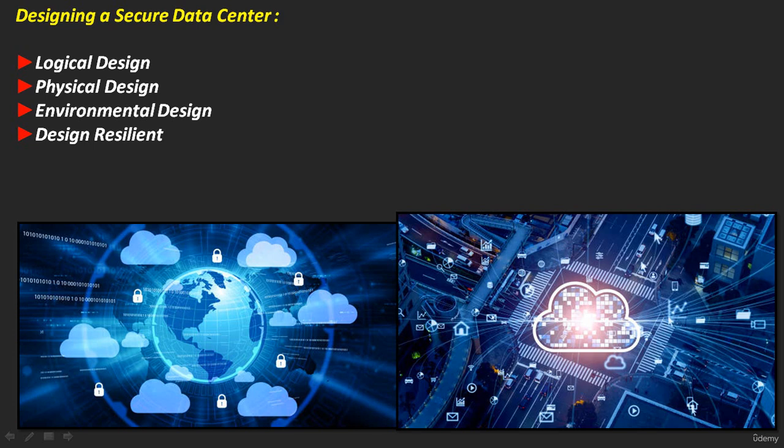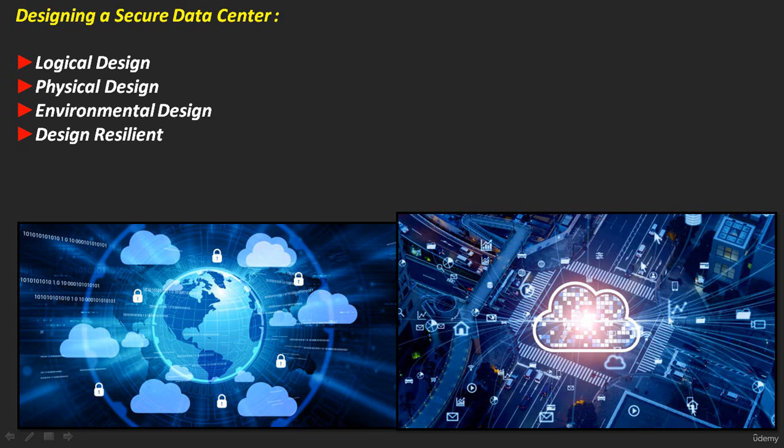According to the environmental design, the environmental design of your data center should include considerations for heating, ventilation, and air conditioning, like HVAC systems, to maintain optimal operating conditions for your hardware. Multi-vendor pathway connectivity can ensure redundancy and high availability. Finally, design for resilience: a resilient data center can withstand and recover from various disruptions, including natural disasters and cyber attacks.